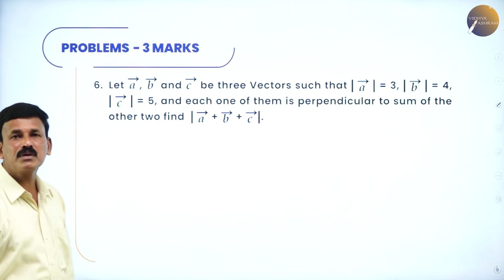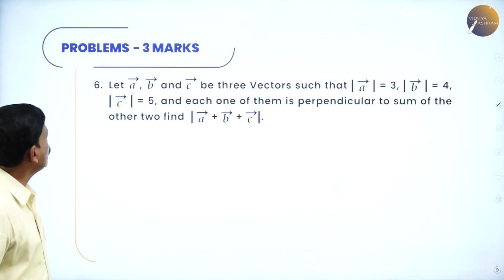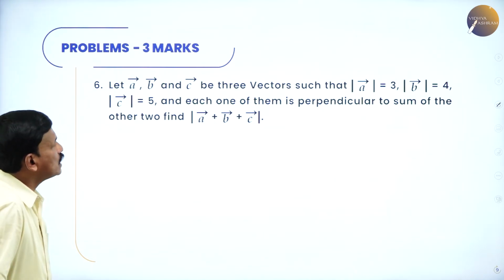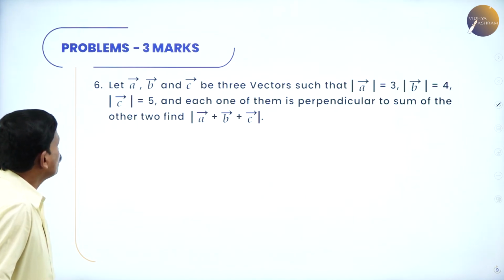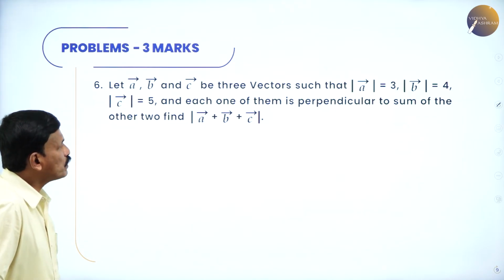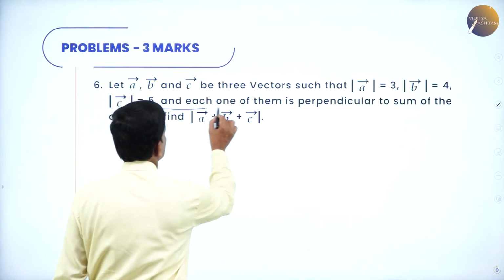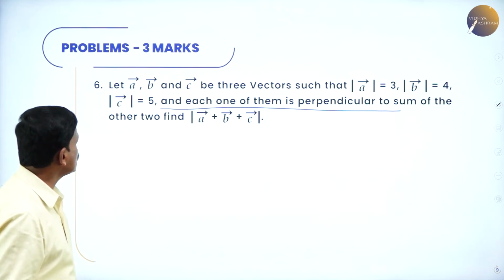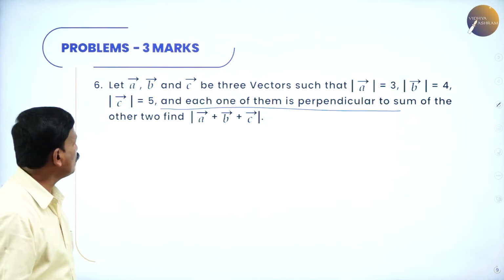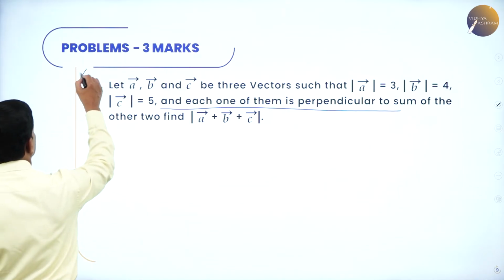What is our next problem? Let us come to this problem. Let vector A, vector B and vector C be the 3 vectors such that length of A is 3, length of B is 4 and length of C is equal to 5, and each one of them is perpendicular to the sum of the other 2 vectors. This is a very important condition. Each one of them is perpendicular to the sum of the other 2 vectors. Then find the magnitude of vector A plus B plus C. Now this is a very important problem indeed again.